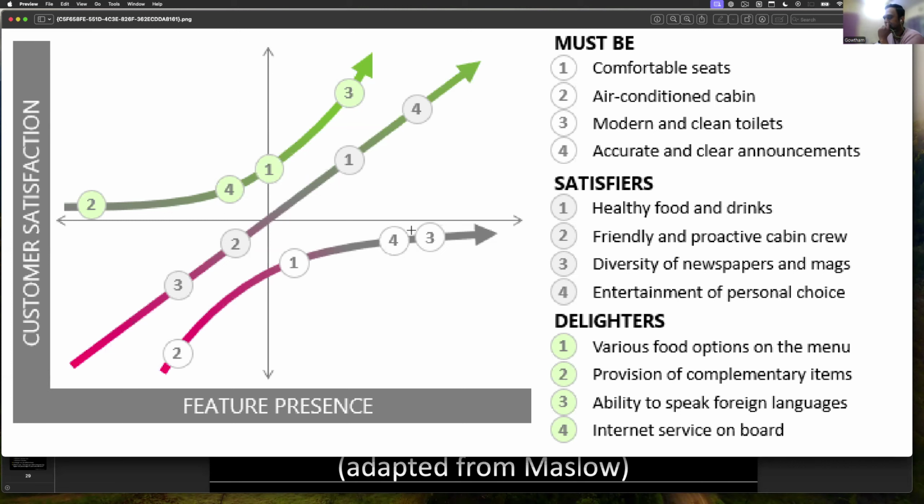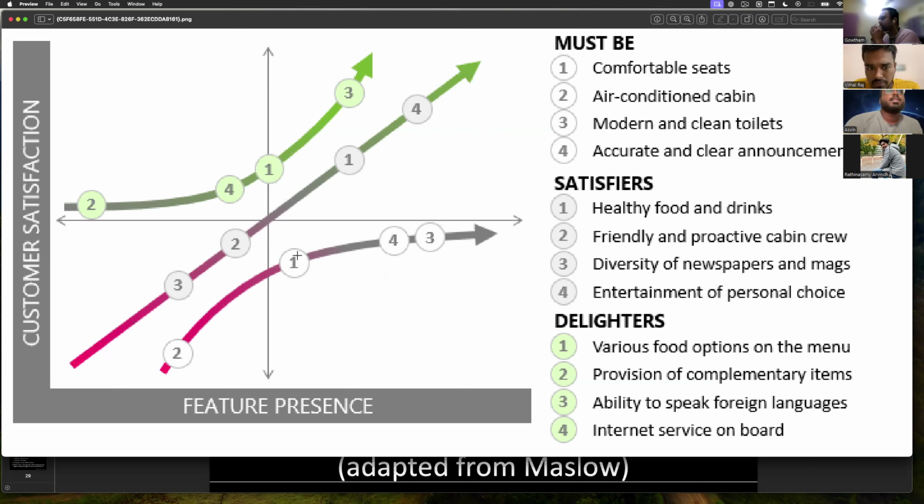But even in this 1, 2, 3, 4, which one is least and which one is most? That's one way to say it, but where exactly it comes in the plot matters. Let's say this is the must-be. The first one is comfortable seats. Like I already explained, it's already solving the problem. They already have a seat, but a comfortable seat is something a little bit extra.